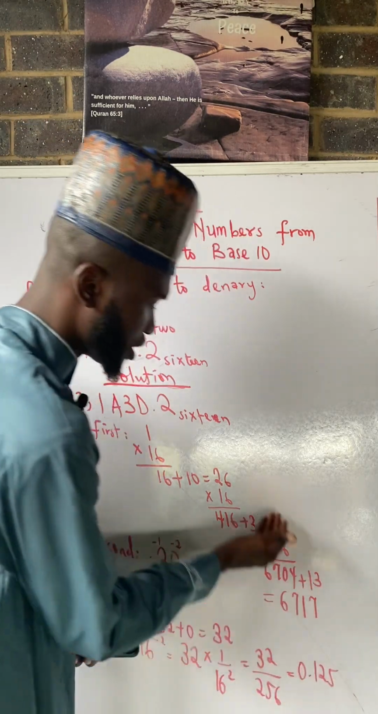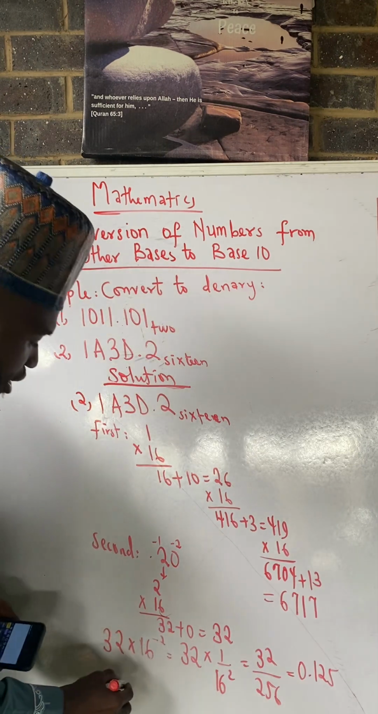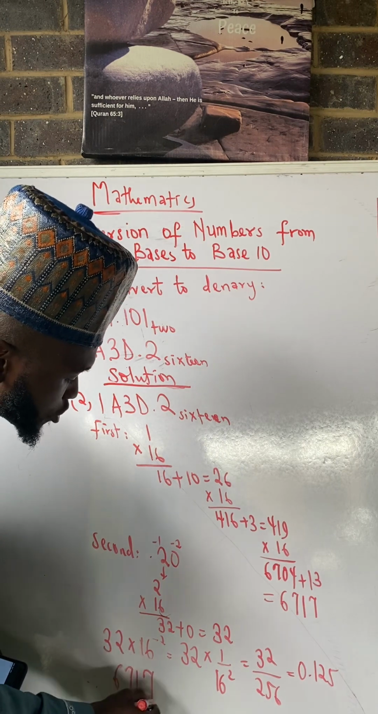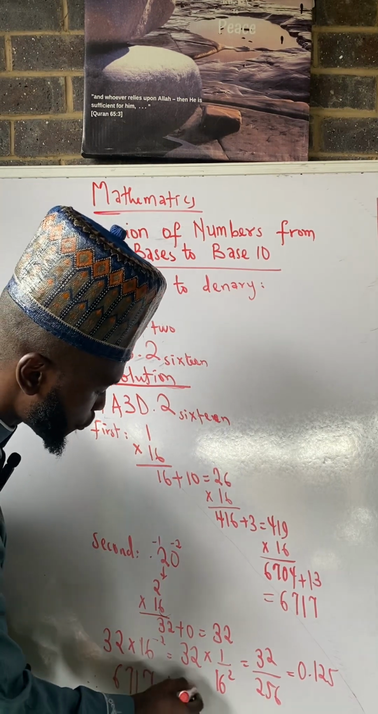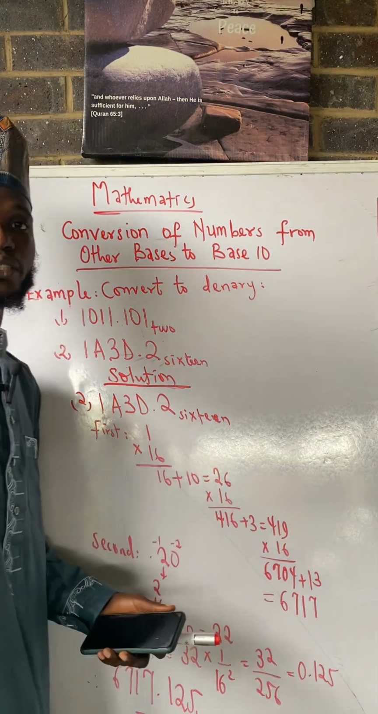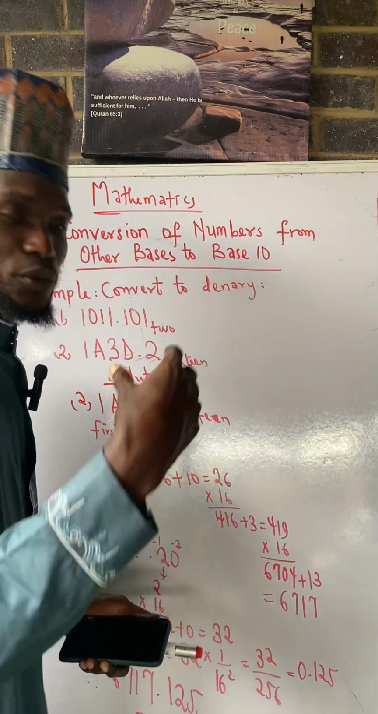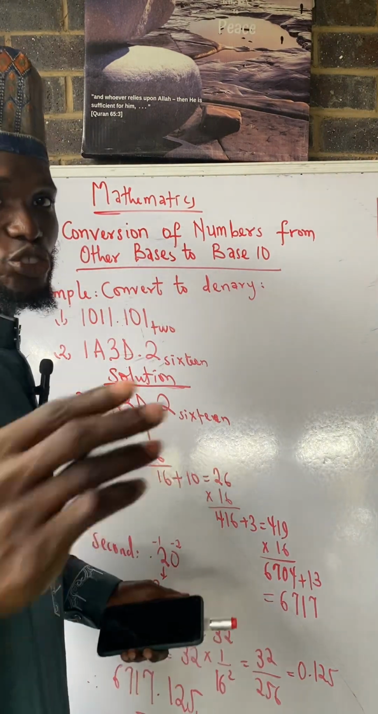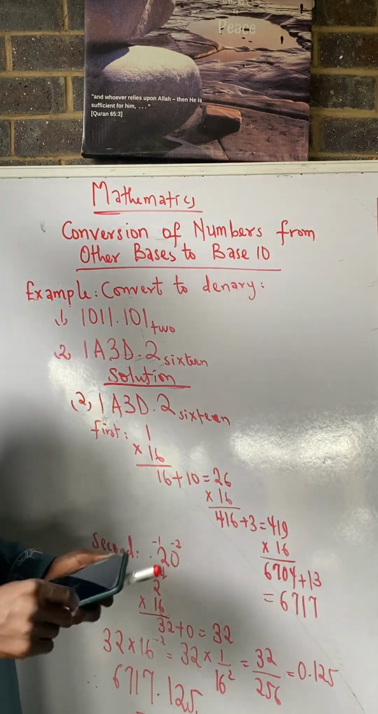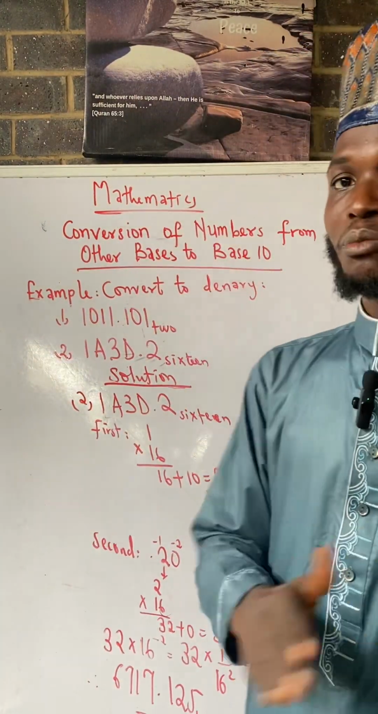So we now pick the integral and the decimal part and add together and get the final answer. So therefore, our final answer will be 6717.125 base 10. You can see that this is the same answer that we got when we use the usual method. And when we use this new method, we still have the same answer. That means the two methods are applicable. No matter the method I use, I just arrive at the same answer. And this is the end of conversion of numbers from other bases to base 10.